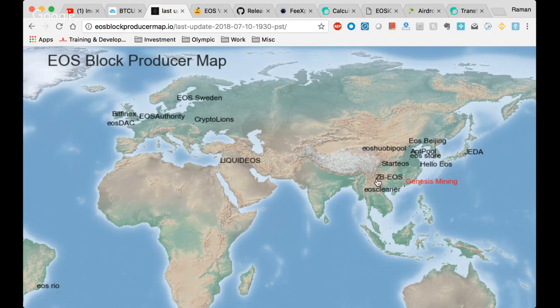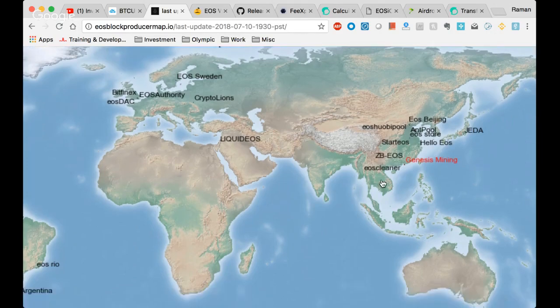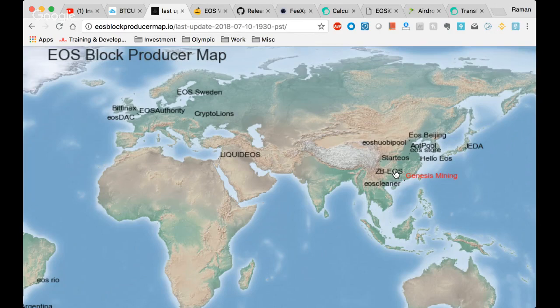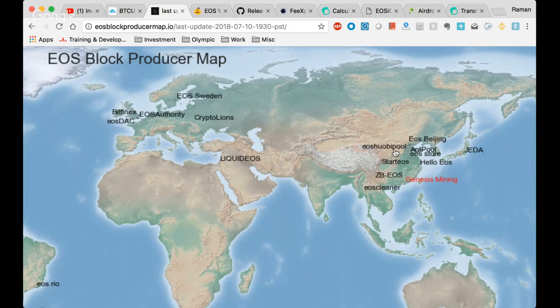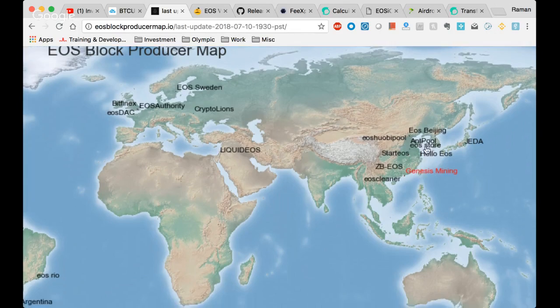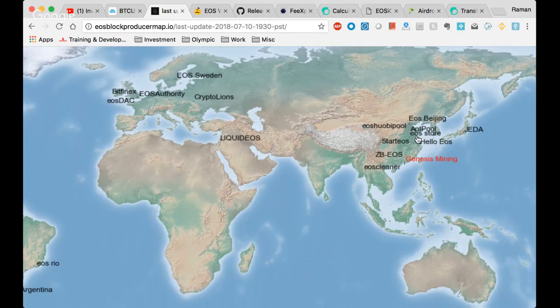We have not seen much participation from ZB EOS. They are using exchange users' votes, because they have not declared how they do this voting. EOS Cleaner recently came up, and again, they don't have a very good transparency model. EOS Huobi has similar issues. Even I think there are some others, and EOS Store is one of the BPs which had messed up when the ECAF had asked to lock the account. So these are some of the BPs we are worried about.